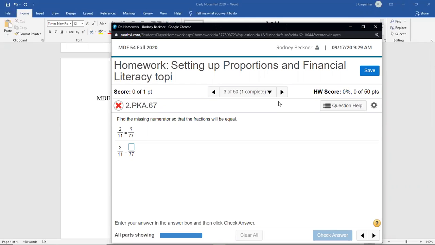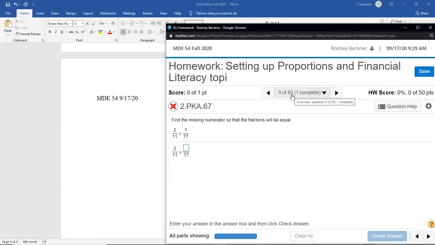I am going to be pulling from the week four MyMathLab homework assignments in the MDE 54 file today. I went straight to number three. The first two problems are literally the same as this one and the same as what we were working on last time, where we've got equivalent fractions we're trying to build up to, getting us used to the idea of getting an LCD, so that we can add or subtract fractions.